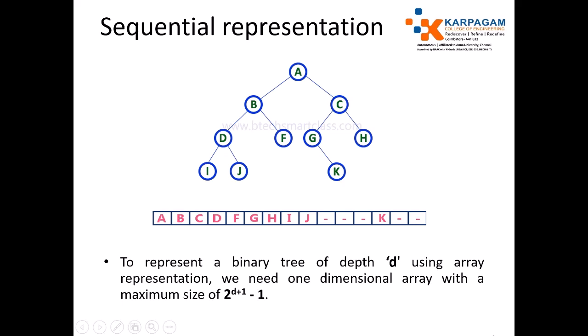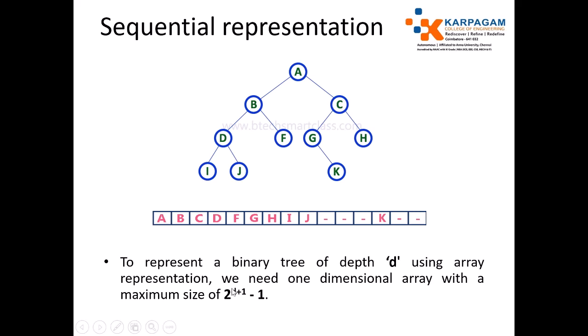Okay, to represent a binary tree of depth D using array representation, we need a one-dimensional array with a maximum size of 2 power (D plus 1) minus 1. For example, the node which has the highest depth is J. The depth of node J is 3. So totally 2 power (3 plus 1), 2 power 4. So 2 power 4 equals 16. 16 minus 1, 15. So for representing the nodes of a tree with depth 3, we need 15.